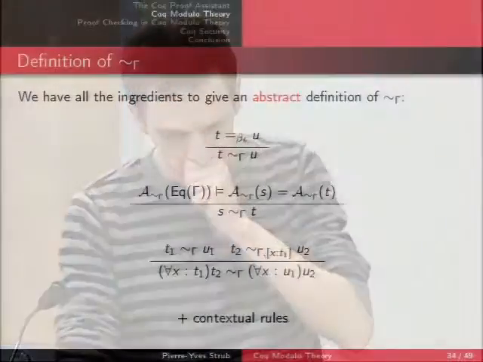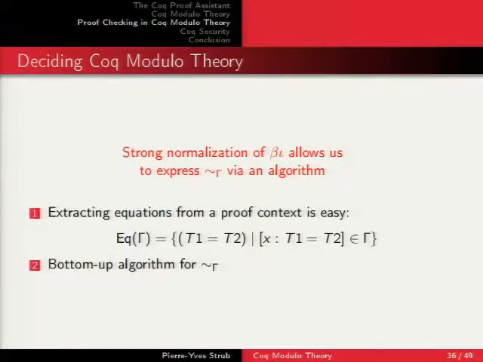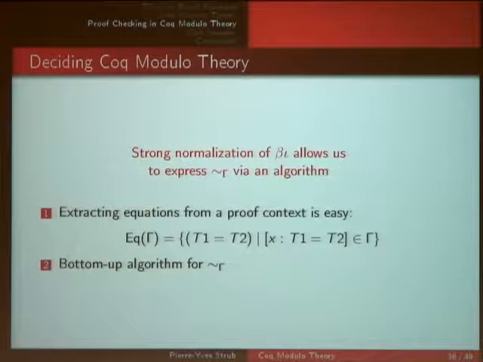So what you have with that calculus is that this is a consistent calculus. You have strong normalization of beta, strong normalization of iota, and you have substitution. You have all the properties you expect about that calculus. And so now you can prove that you can express tilde gamma via an algorithm. The algorithm here will be a very naive algorithm, just to show that you can decide tilde gamma. The first point, extracting an equation, is very easy. You just search for any term of that form in the proof environment, and you extract them. So now the next point is how to express tilde gamma.